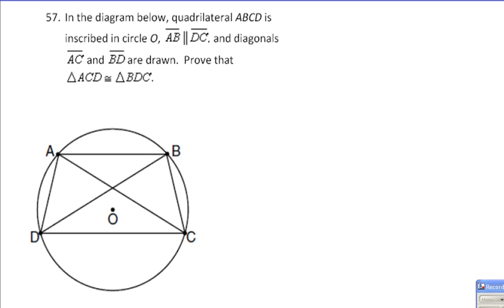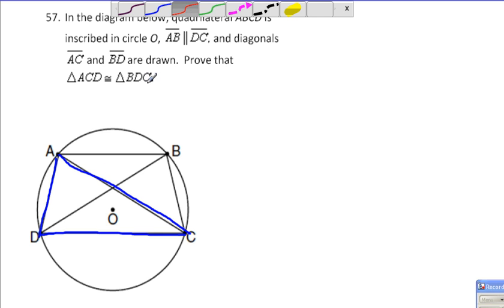Number 57, here, how do we prove the triangle ACD? That triangle. So let me try to draw that. ACD. We're looking at the blue triangle. Now, the other one would have been the red triangle, BDC. So we have, now, as soon as we have drawn that, you will realize that the DC is reflexive.